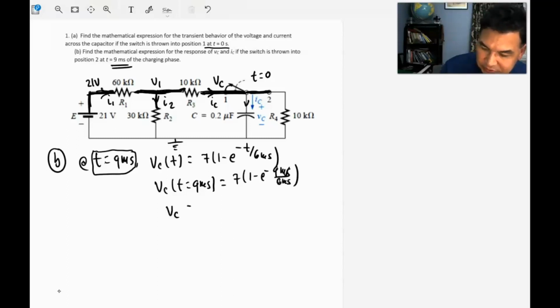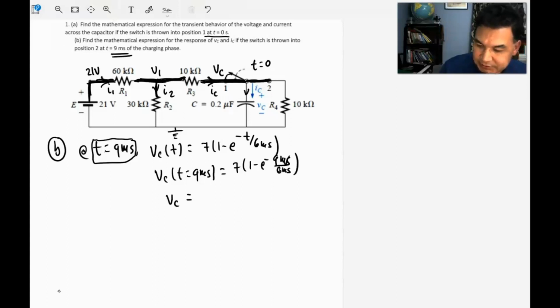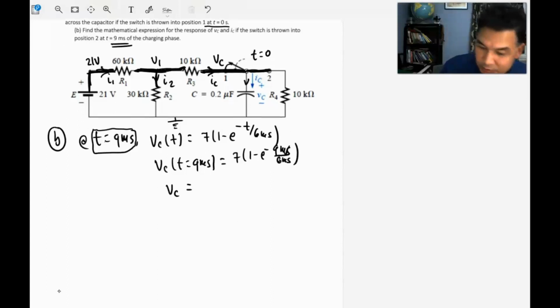So the voltage across the capacitor at 9 milliseconds, you'll find, is 5.44 volts. We're going to need this initial condition later.